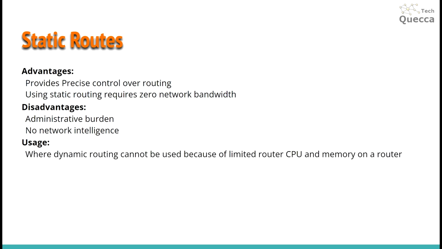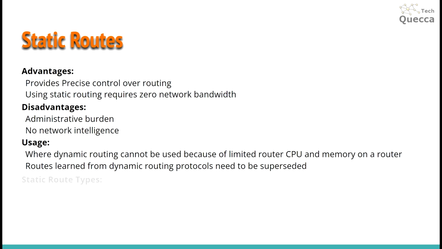First, they can be used where dynamic routing cannot be used because of limited router CPU and memory. For example, OSPF requires some CPU cycles and some memory to calculate the shortest path first algorithm. There is no such consumption of CPU and memory for static routes. And second, when routes learned from dynamic routing protocols need to be suppressed, in that case you can also use static routes.